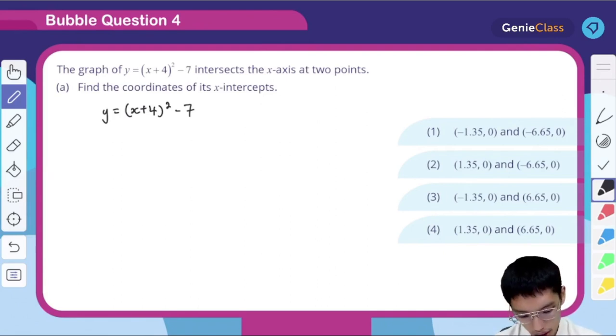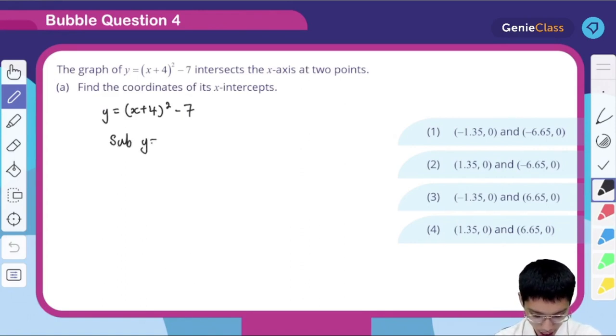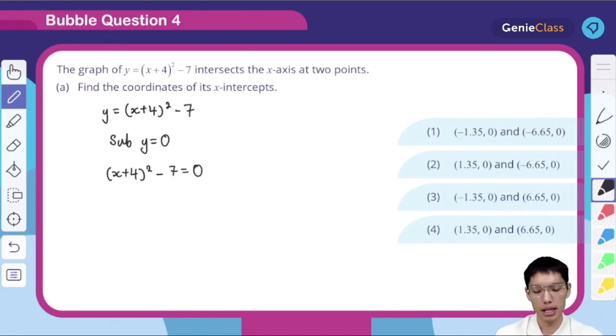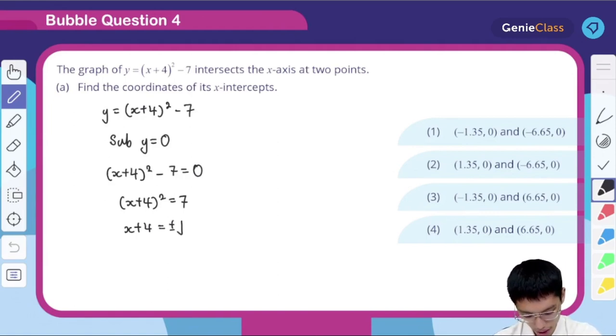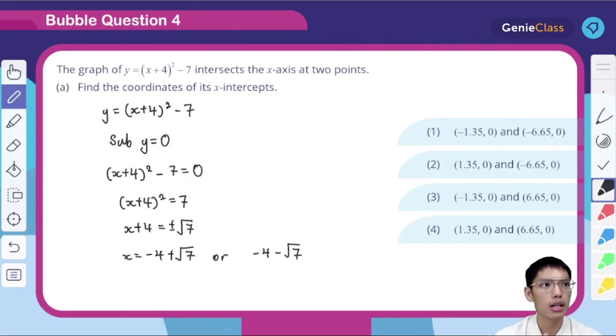Most of you got it. Again, the question: find the coordinates of its x-intercept. So what do we do? X-intercept means what? Sub y equals 0. So from here, I have (x+4)^2 - 7 = 0. From there, we manipulate: (x+4)^2 = 7. Then when we square root, take note, very important, the plus-minus sign must come in. So it is plus or minus square root 7. And from there, that's where we solve it. x = -4 + √7 or -4 - √7. Solving accordingly, this is where we are going to have your two coordinates.